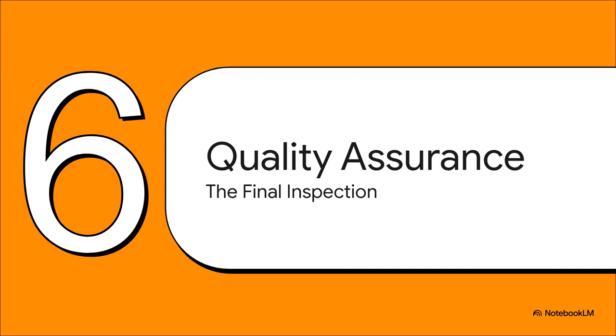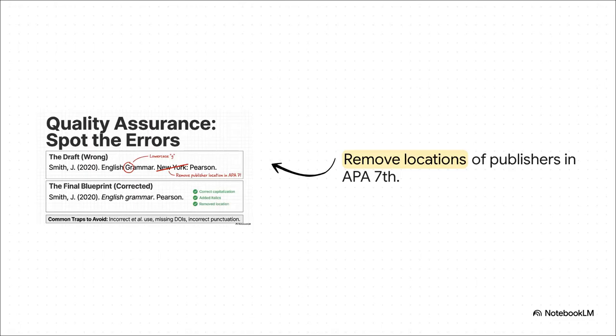And finally, Section 6, Quality Assurance. Okay, before we hand over the keys to our completed building, we have to perform a rigorous final inspection. A huge update in the 7th edition that still trips up even really experienced writers is that you no longer include the publisher's geographic city or state. You don't write New York, Pearson anymore. You just drop the location entirely and list the publisher's name directly, just Pearson. It makes everything look so much cleaner, just like double-checking your titles to ensure proper italics are neatly applied where they need to be.